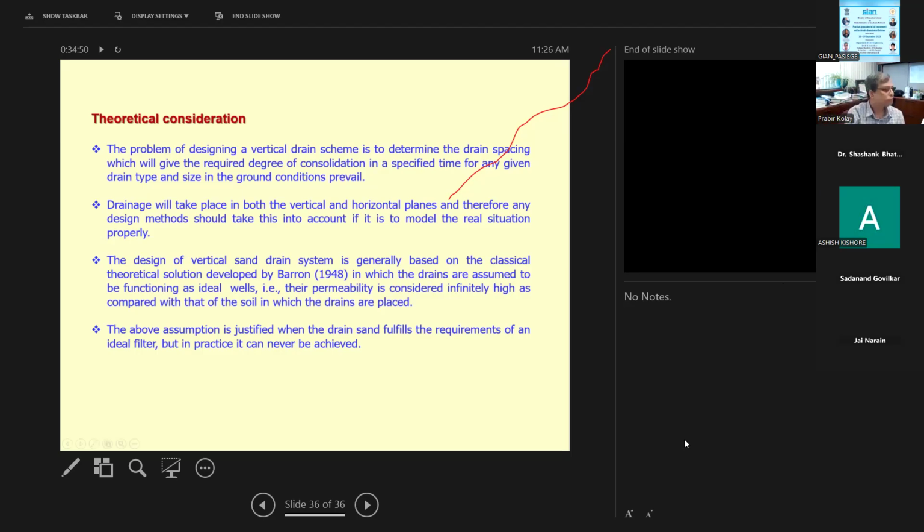Okay. So I think that's all for this PVD and sand drain. And now I'm going to solve some of the problems. Okay. Anyone has any question on this? So I know that I just go quickly.